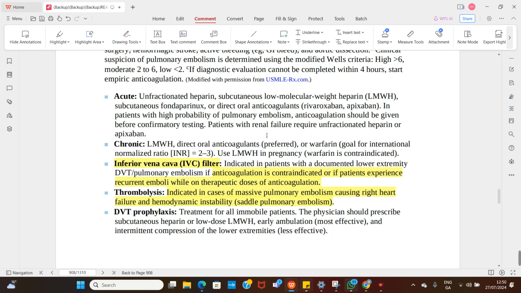So someone with renal failure, you cannot use low molecular weight, so you have to use unfractionated or use apixaban. Very important stuff. Apixaban or your unfractionated for renal failure. So that's where they hide.